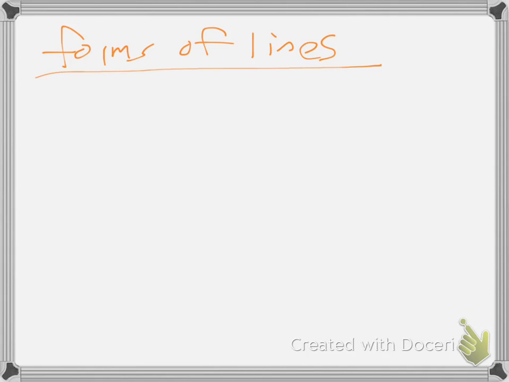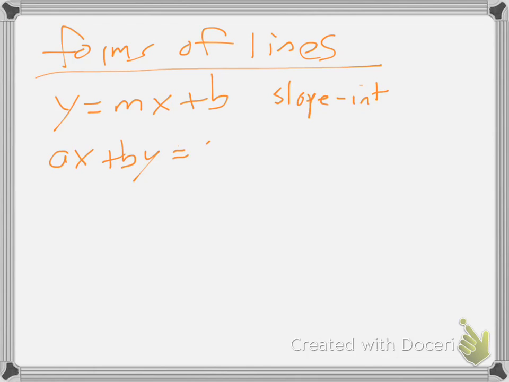So, moving on from there. Now we're going to talk about different forms of lines. Forms of lines. You guys know this one. This one would be called slope-intercept form. This one is standard form.